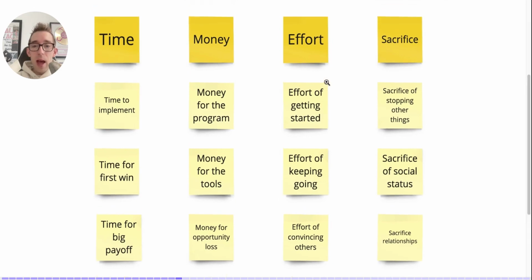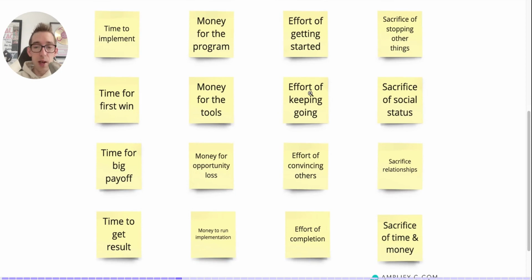Right? And then effort, like how much effort does it take them to get started? Can you make it so, like, this is why you look at supplements versus a diet plan. Supplements, just take this pill. Okay, great. Diet plan, you need to change your whole lifestyle. You need to stop eating this, stop doing that, right? A lot of effort involved, effort to keep going, effort of convincing others, right? This comes down to status and stuff.